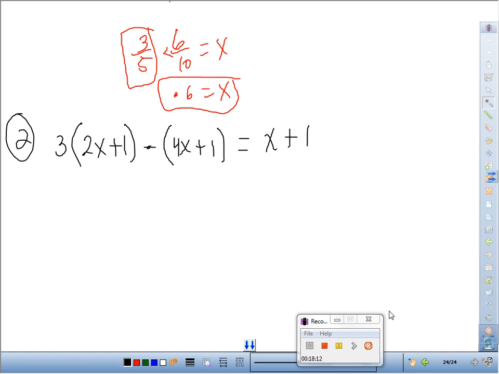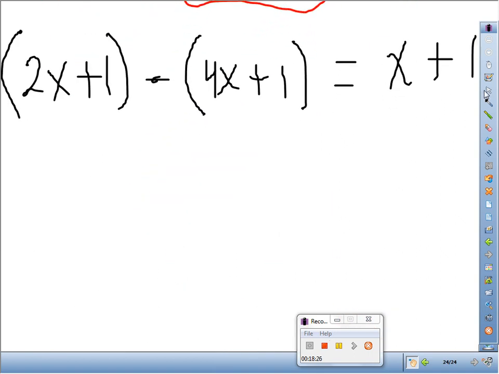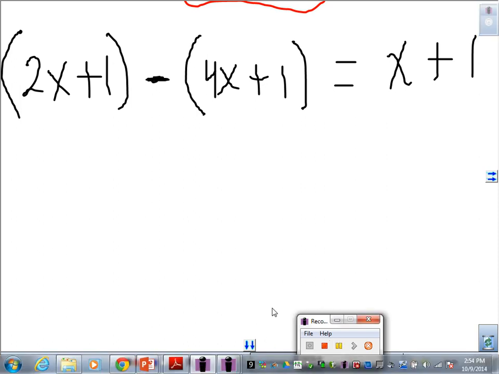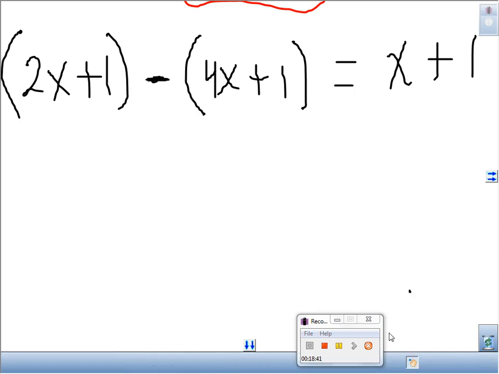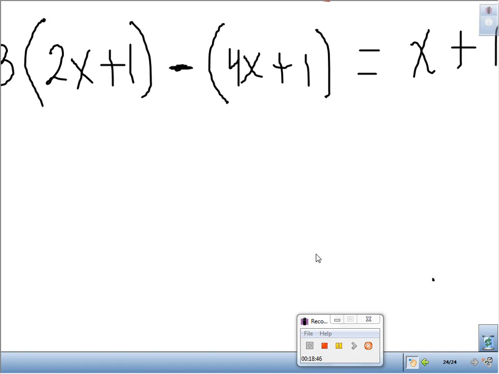Go. Let me zoom in for those in the back. This is a negative right here. Sorry, you can barely see that 3. So it's 3, there it is. Three times 2x plus 1, and then minus 4x plus 1. Okay.